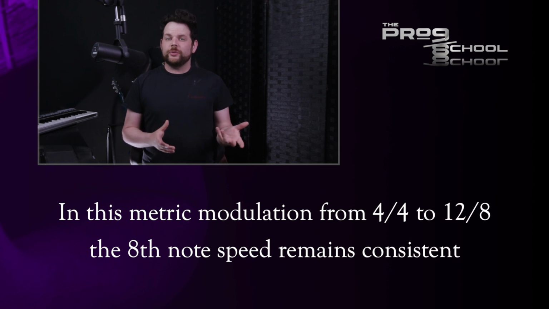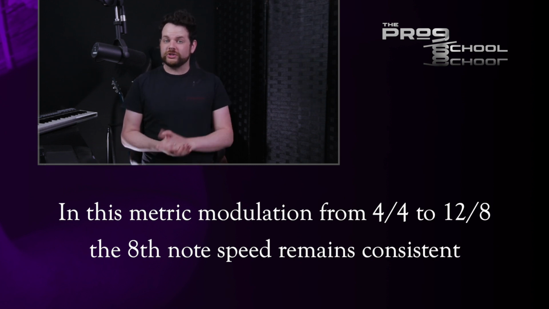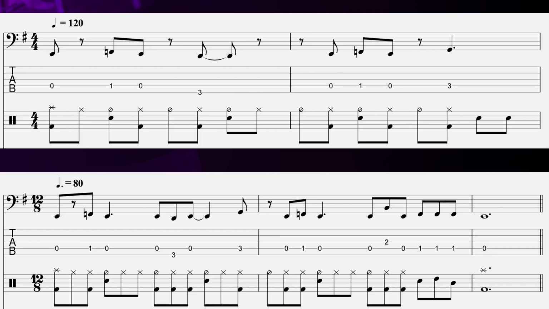What makes this one so easy to understand and feel is that the eighth note speed is going to remain consistent between these two time signatures. The first example here goes from 4/4 to 12/8, from 2 eighth notes per beat to 3 eighth notes per beat.